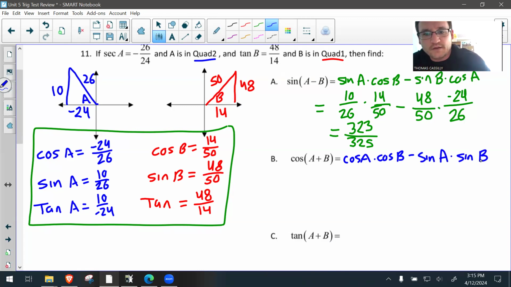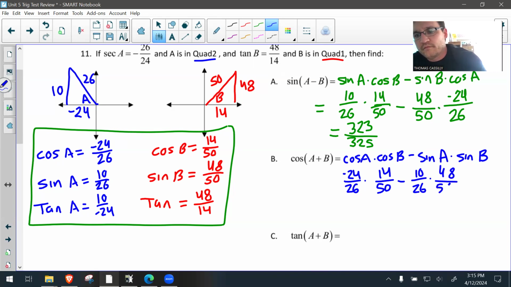Cosine of a is negative 24/26. All right. Cosine of b is 14/50. Minus the sine of a is 10/26. And then the sine of b is 48/50. Again, just throw it all in your calculator.